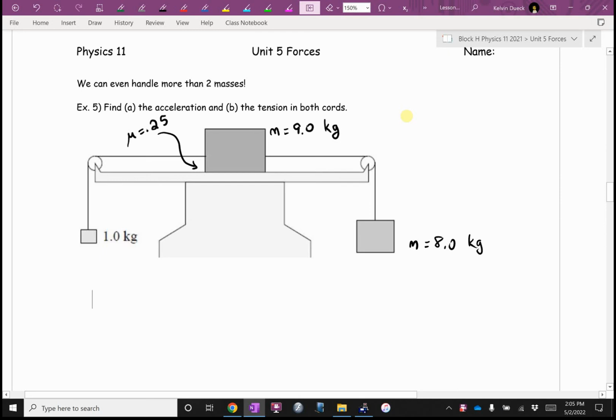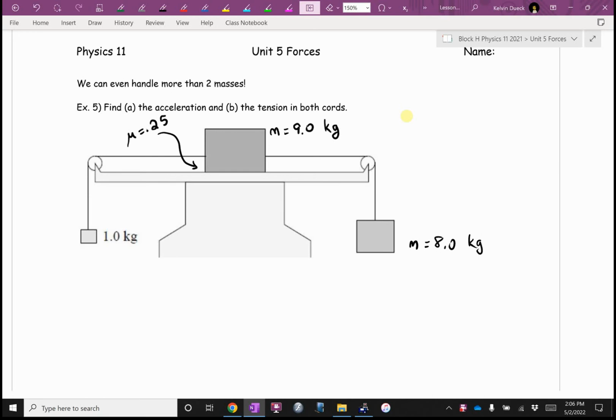So we can even handle more than two masses. This says find the acceleration and then find the tension in both cords. There are two ropes, so there's going to be two different tensions. Jada, what does part A want me to find? Acceleration. Any suggestions on how I might want to start out?